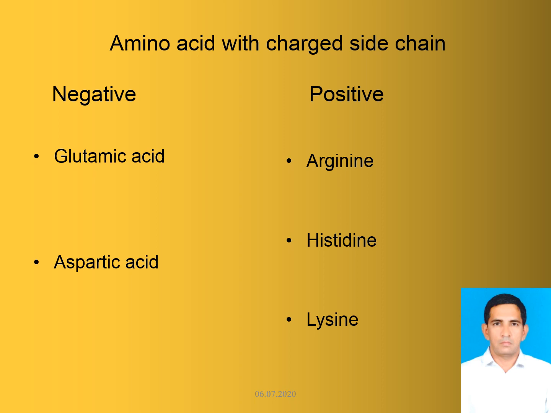Lysine and arginine are basic amino acids because their side chain group contains a full positive charge at the physiological pH. Histidine is also considered basic, but it can have a positive or neutral charge on its side chain group at the physiological pH.